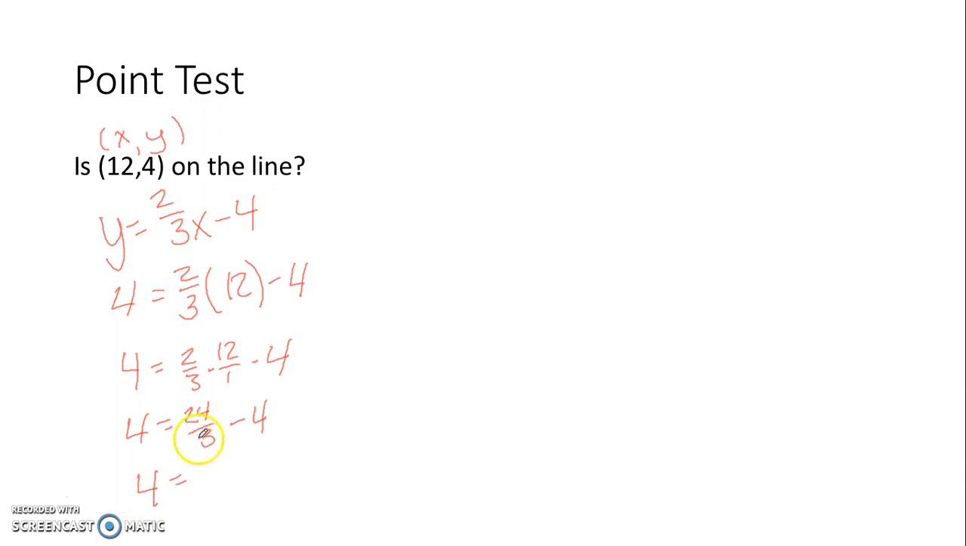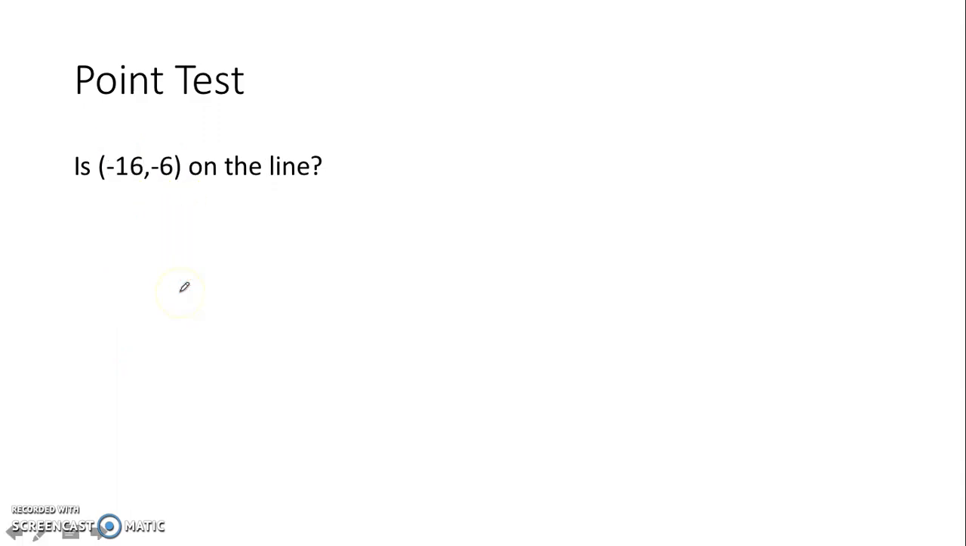Okay, 24 divided by 3 is 8, minus 4 is 4. Equal to 4. So is 4 the same as 4? Yes, they are the same, so that means yes, the point (12, 4) is on the line with this equation. All right, let's try it again.